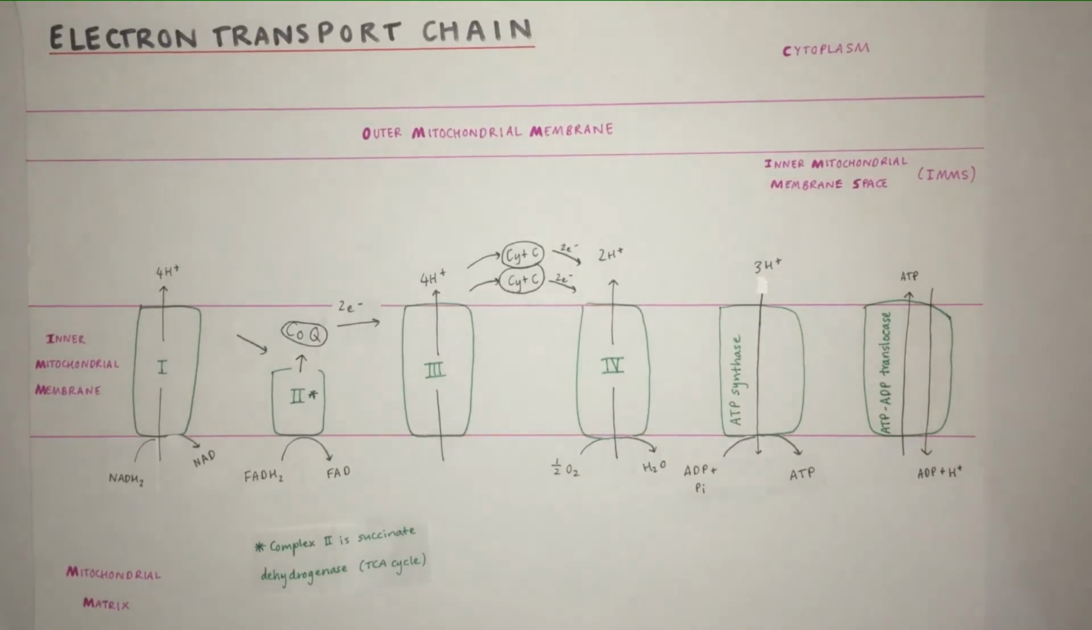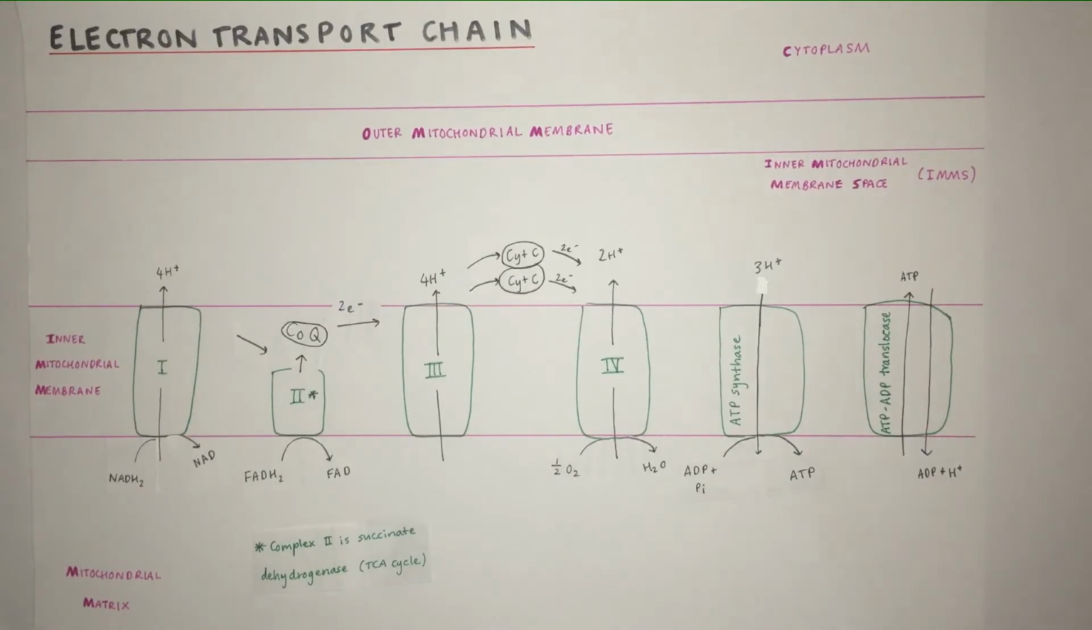But we need to get this ATP out of the mitochondrial matrix. So to do this, we have ATP-ADP translocase, which brings in an ADP plus a hydrogen from the inner mitochondrial membrane space and pumps out an ATP into that space, which can then be used in other reactions.